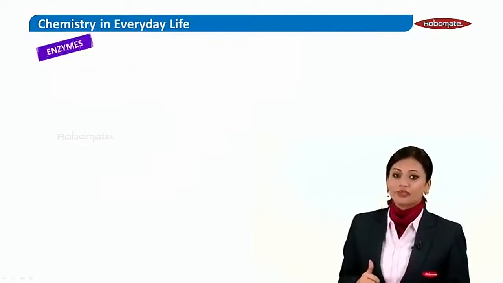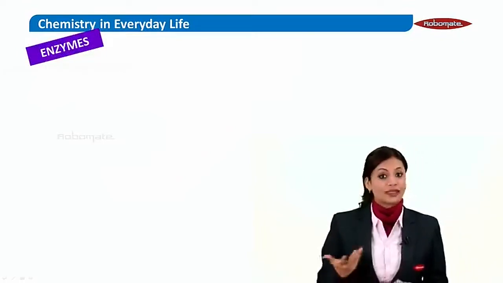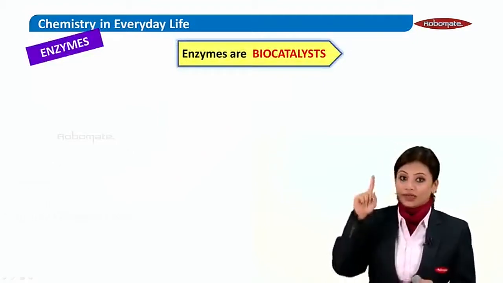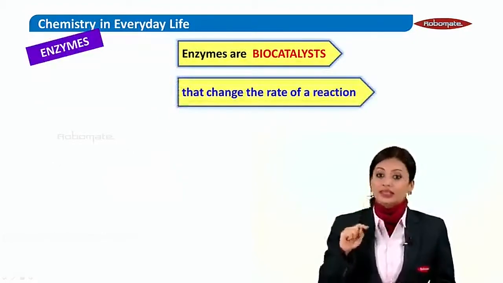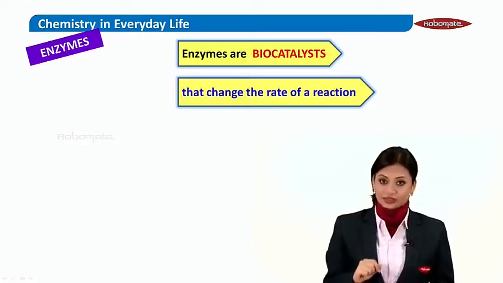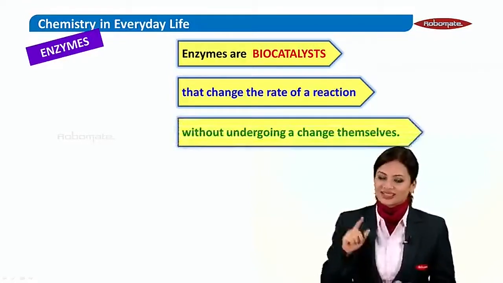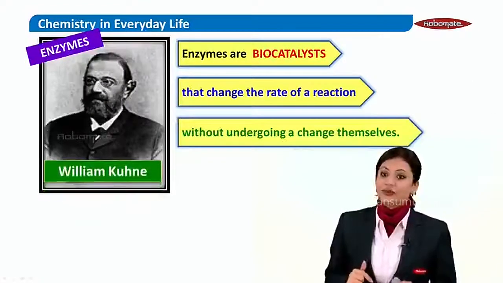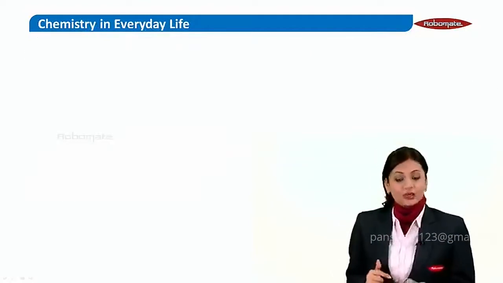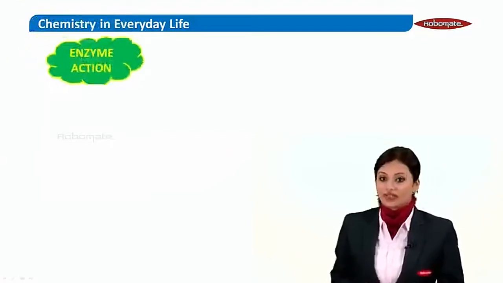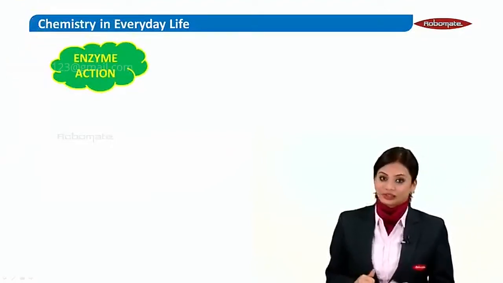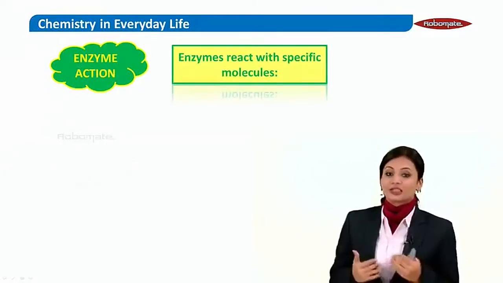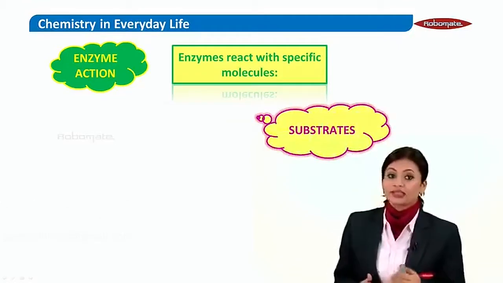So first, before we start any of this, we will see what exactly is an enzyme. So we see children, enzymes are biocatalysts and these change the rate of the reaction, but they don't undergo a change themselves. Who discovered enzymes? Yes, it was Mr. William Kühne. Now we will study what exactly is the action of an enzyme. So enzyme action. Now, enzymes act on substrates. These are specific molecules and I call them substrates.